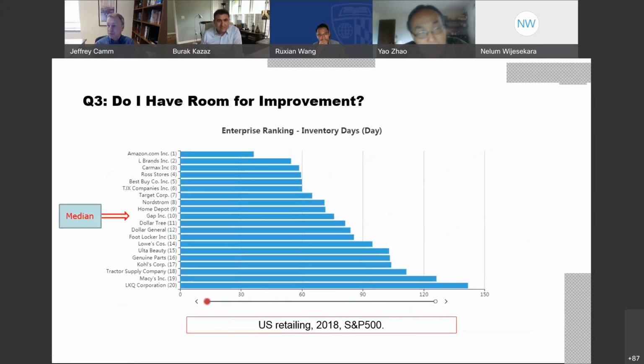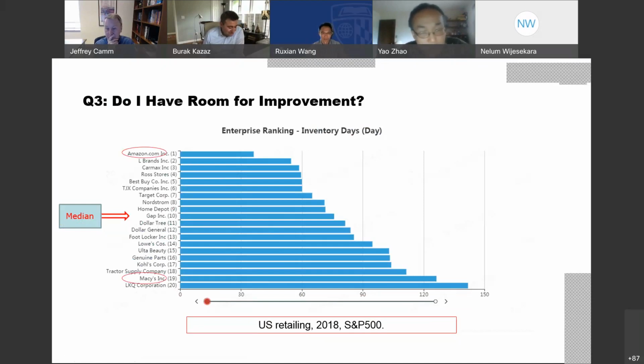Okay, finally, let's come to the third question. Let's just give an example. Again, U.S. retailing. To find out, do I have room for improvement? To answer this question, we have to use some benchmark study. So essentially, we plot out the inventory days of these companies together, and we find out that the median is Gap or Dollar Tree with about 80 days of inventories in year 2018. Amazon is doing the best, which is about 40 days.